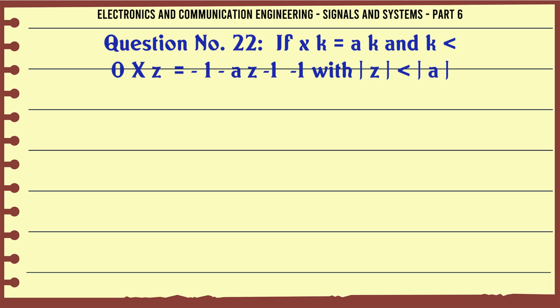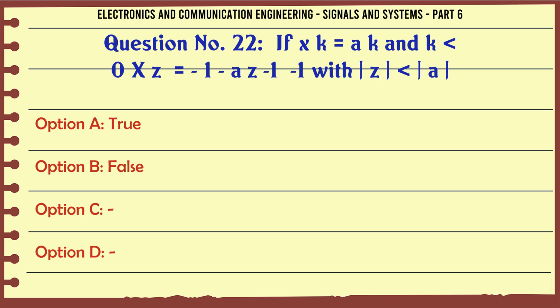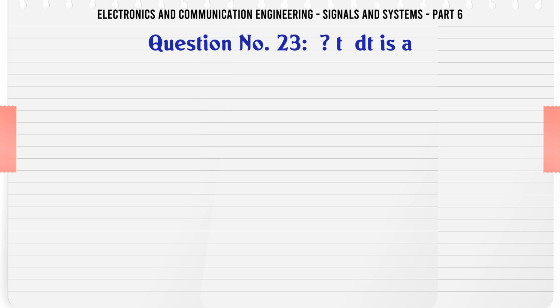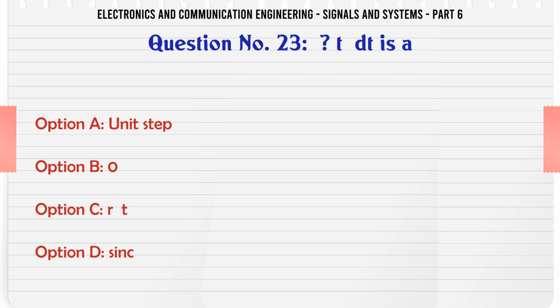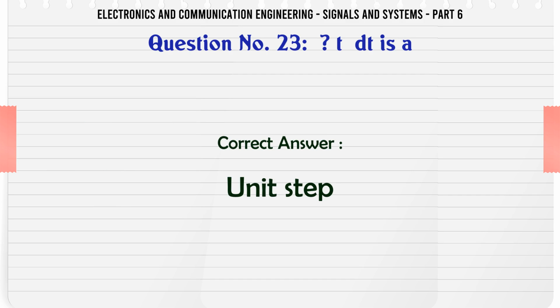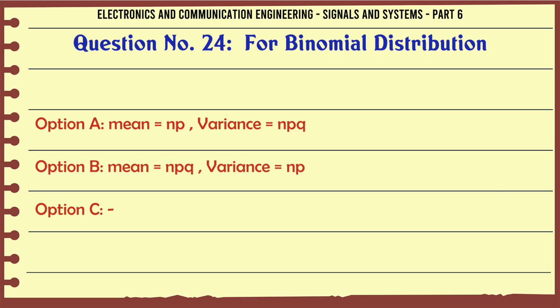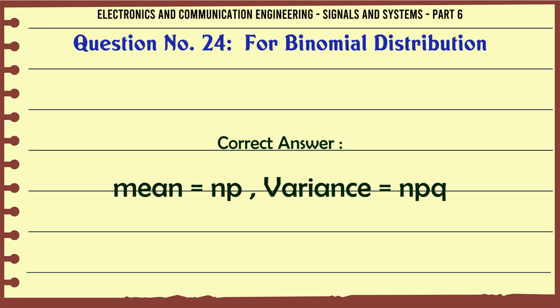If x(k) = a^k and k ≥ 0, then X(z) = 1/(1 − az⁻¹) with |z| > |a|. A. True, B. False. The correct answer is true. ∫δ(t) dt is: A. unit step, B. 0, C. ramp, D. sinc. The correct answer is unit step. For binomial distribution, A. mean = np, variance = npq. B. mean = npq, variance = np. The correct answer is mean = np, variance = npq.